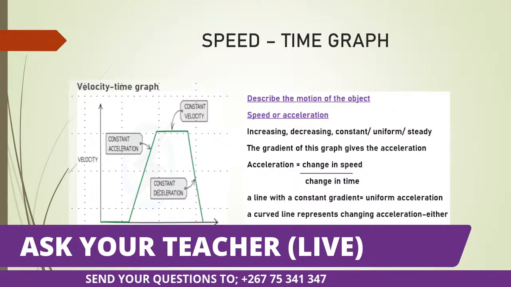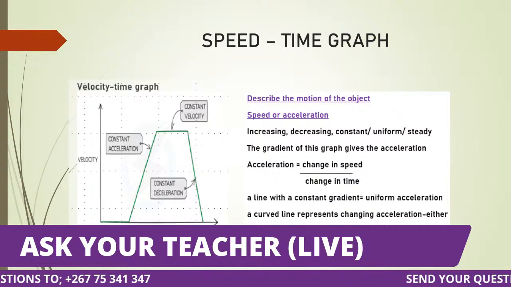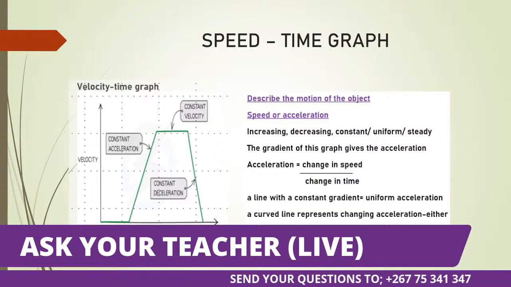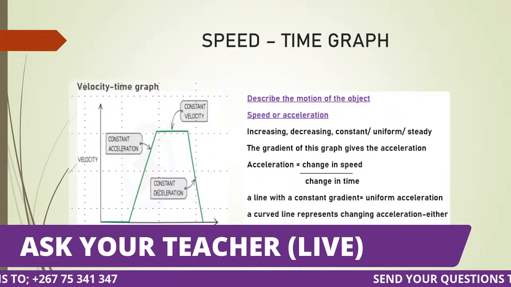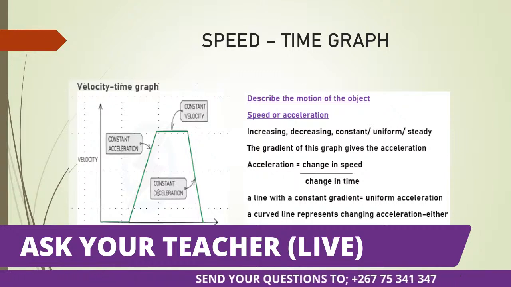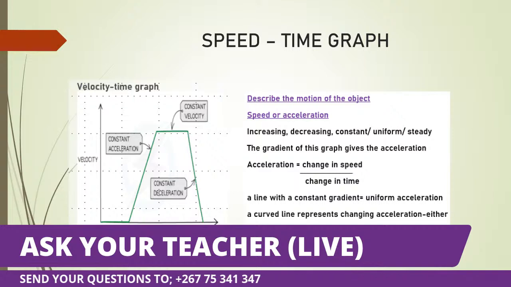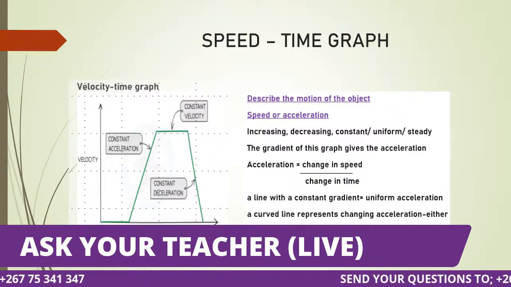Now, you look at this graph, the most important question which comes, which is the most common question, is for you to describe the motion of the object. The issue is to break down the word motion, and we are saying when you are describing motion in physics, you are describing the speed or the acceleration, and you are going to use your descriptive words like increasing, decreasing, constant or uniform, or steady.